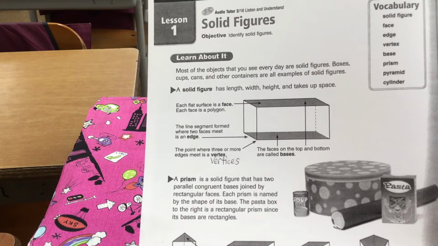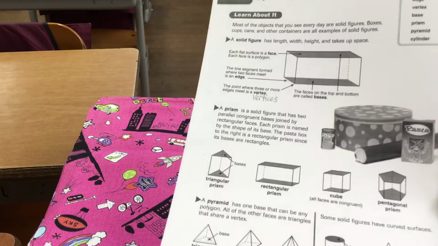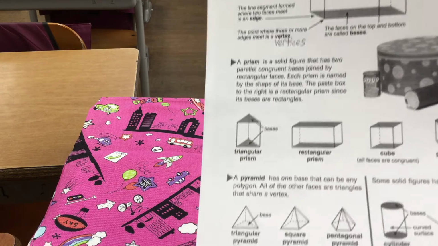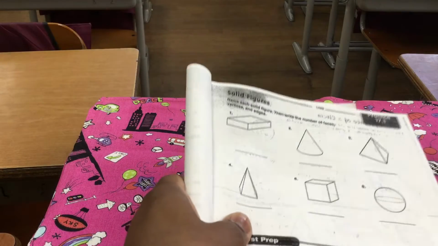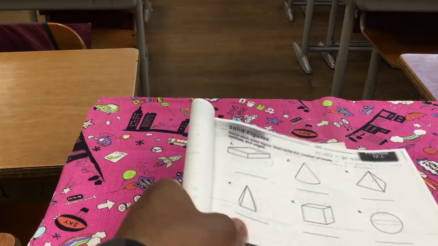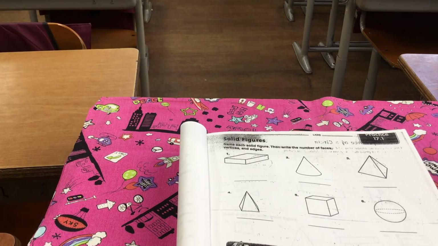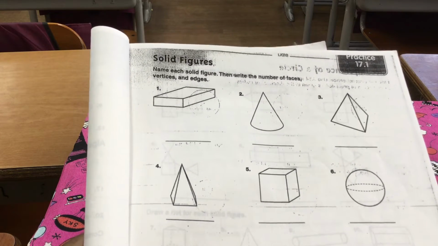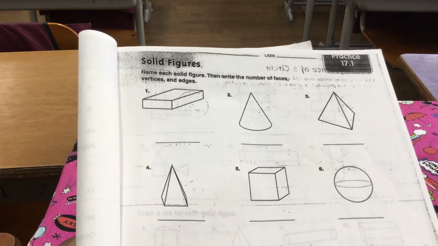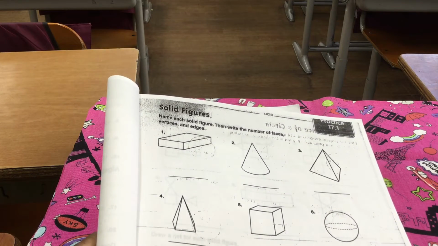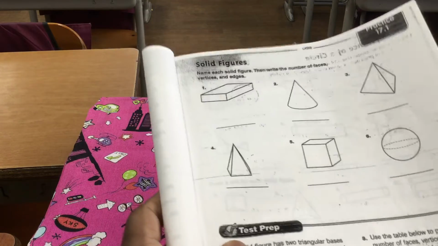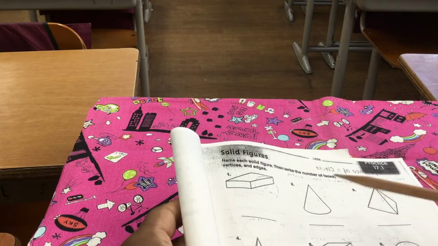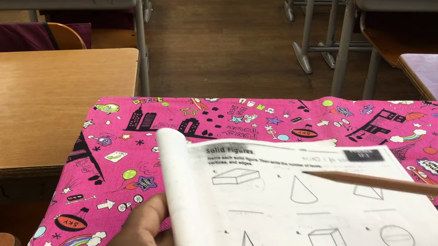For today, we're going to look at our practice book. This is going to be on page 112. Please look at the directions. It says, to name each solid figure, then write the number of faces, vertices, and edges. Let's look at a few together. Let's look at number 1.